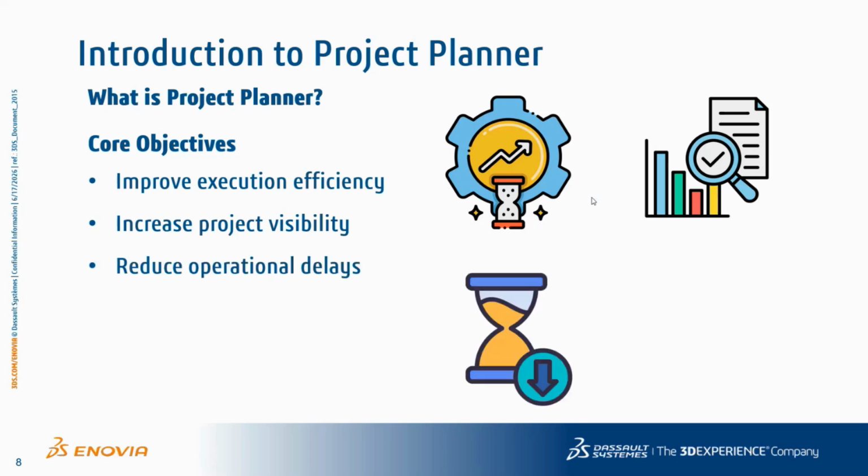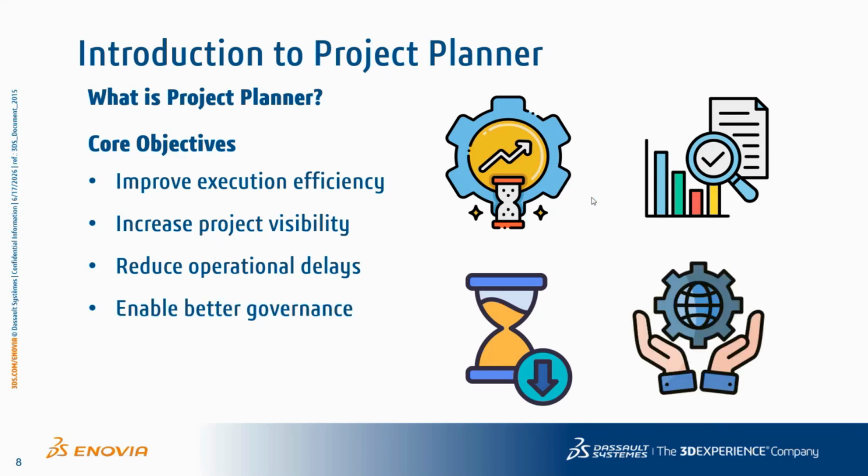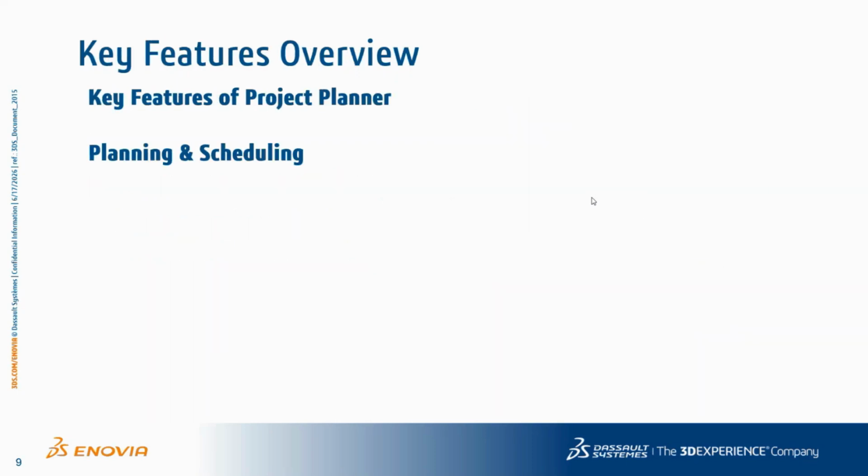You can reduce the operational delays. You can get to see which is the critical, you can evaluate the critical path. You can get to see where the operational delay is happening. You can take suitable measures to minimize the operational delays as well. So you can reduce your operational delays, and it also enables better governance.